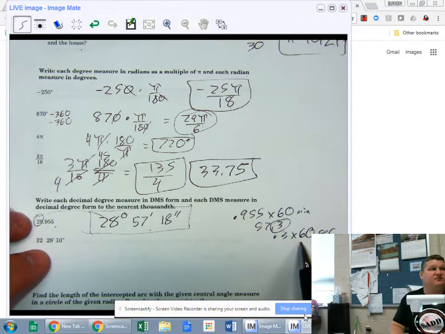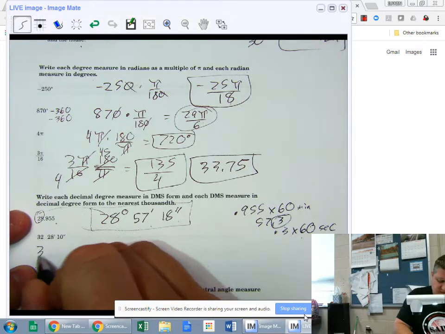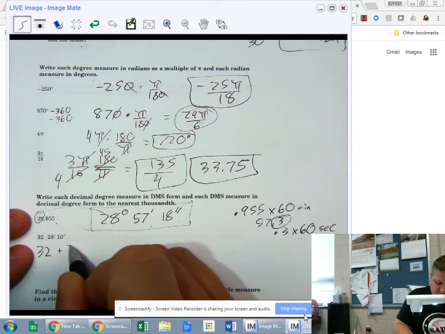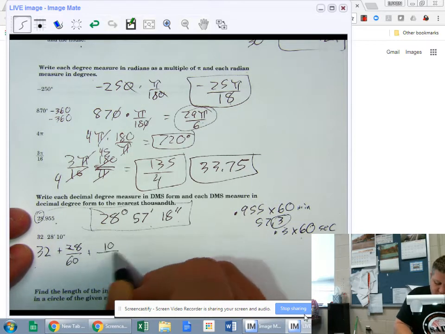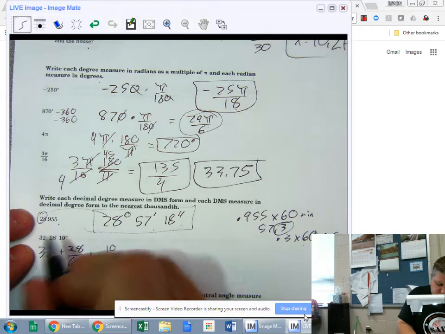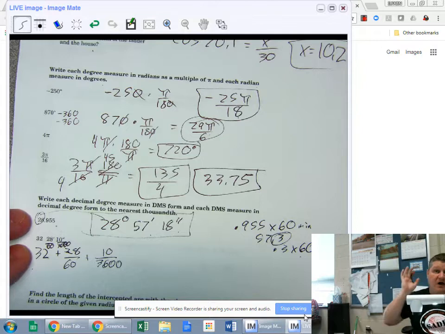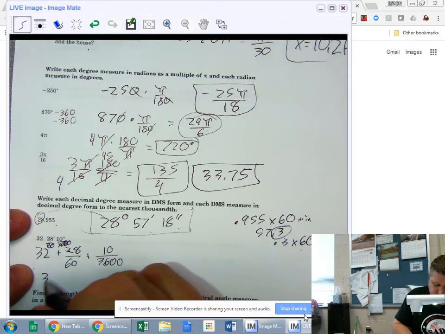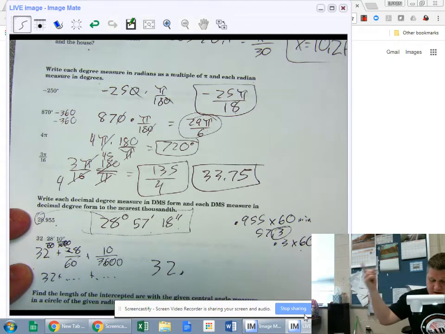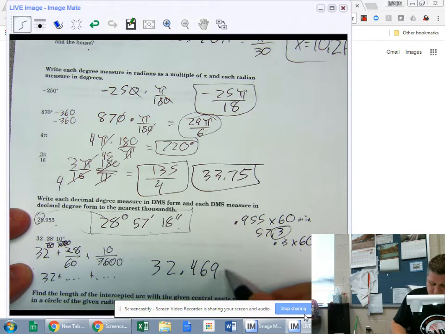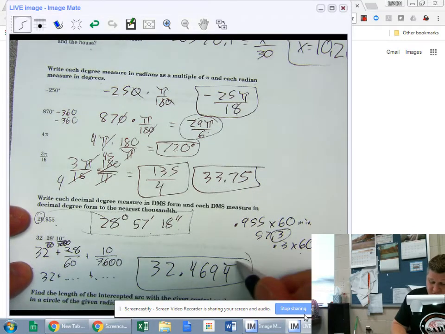Now, if you had a decimal left when you got done with this, you would either just round it or put the decimal here. Now, in this case, the nice thing about this, guys, is this is super easy because all you got to do is take 28 over 60 plus 10 over 3,600. Like literally all you got to do is put the numbers in and you're ready to go, right? So if I do this, I'm going to get 32 plus some decimal plus some decimal. And when I put them all together, I get 32.4694 repeated. There you go. All right. So there we go. And that, of course, is in degrees.